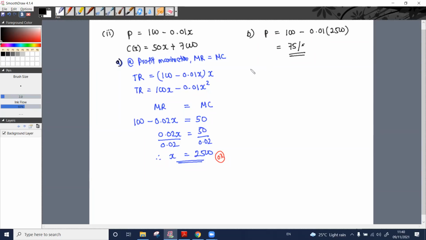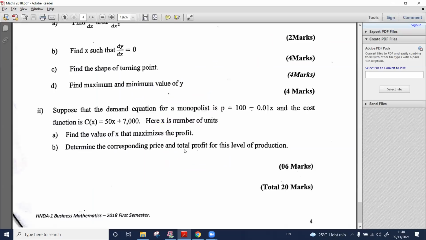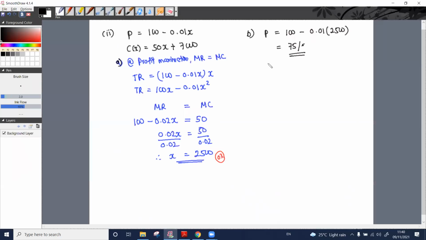That is the idea. And also we need to find what? We need to find the total profit for this level of production.